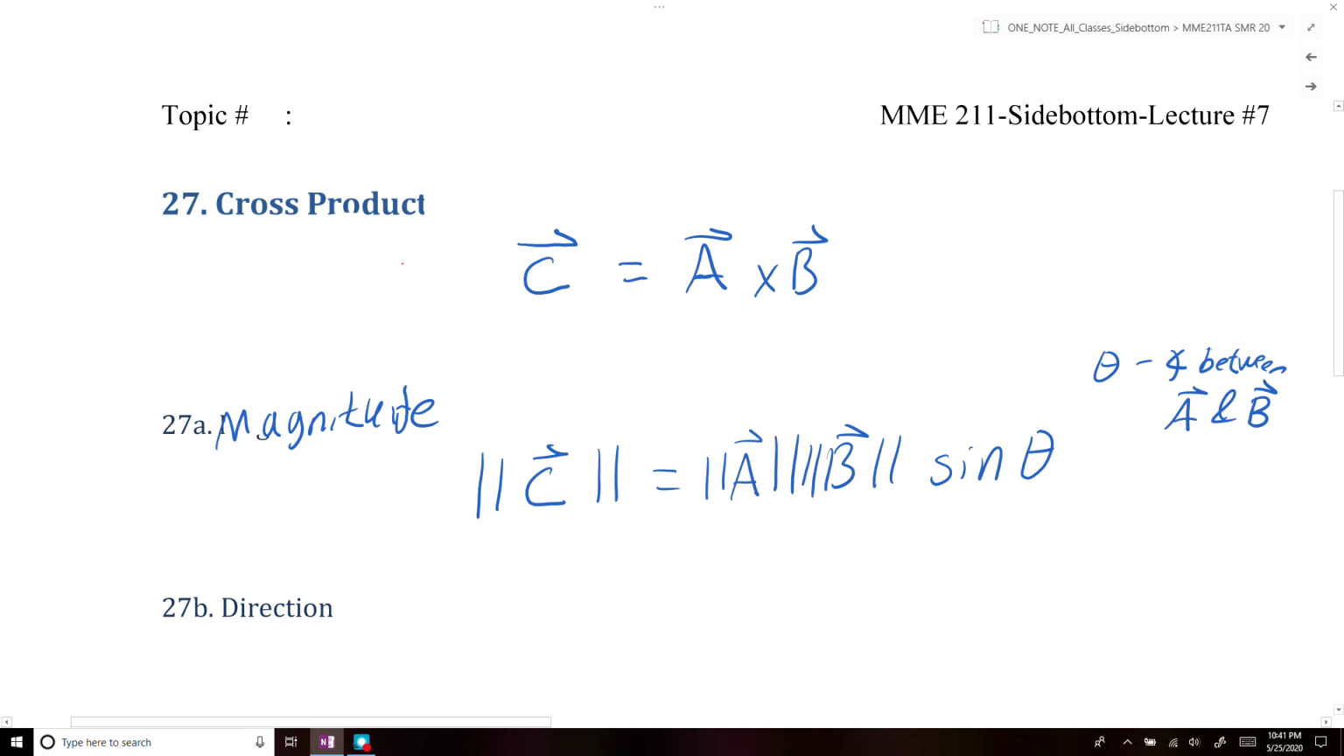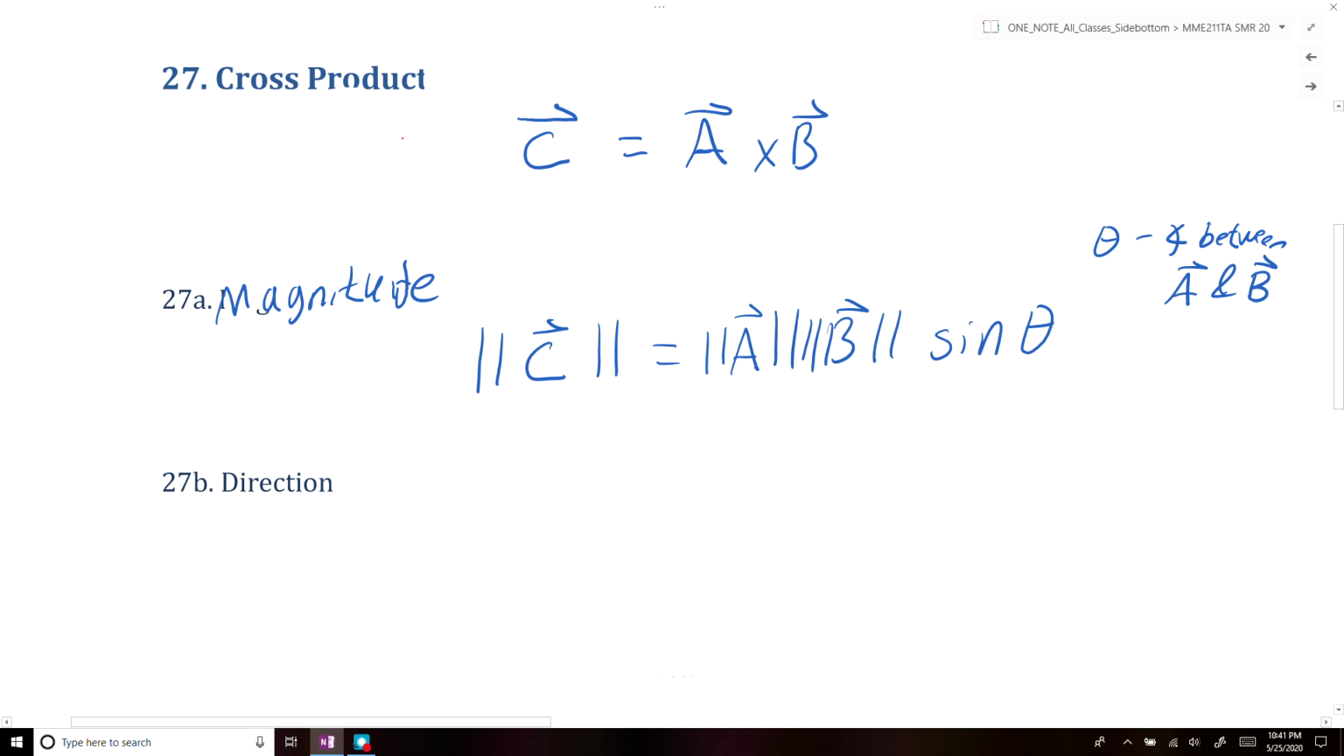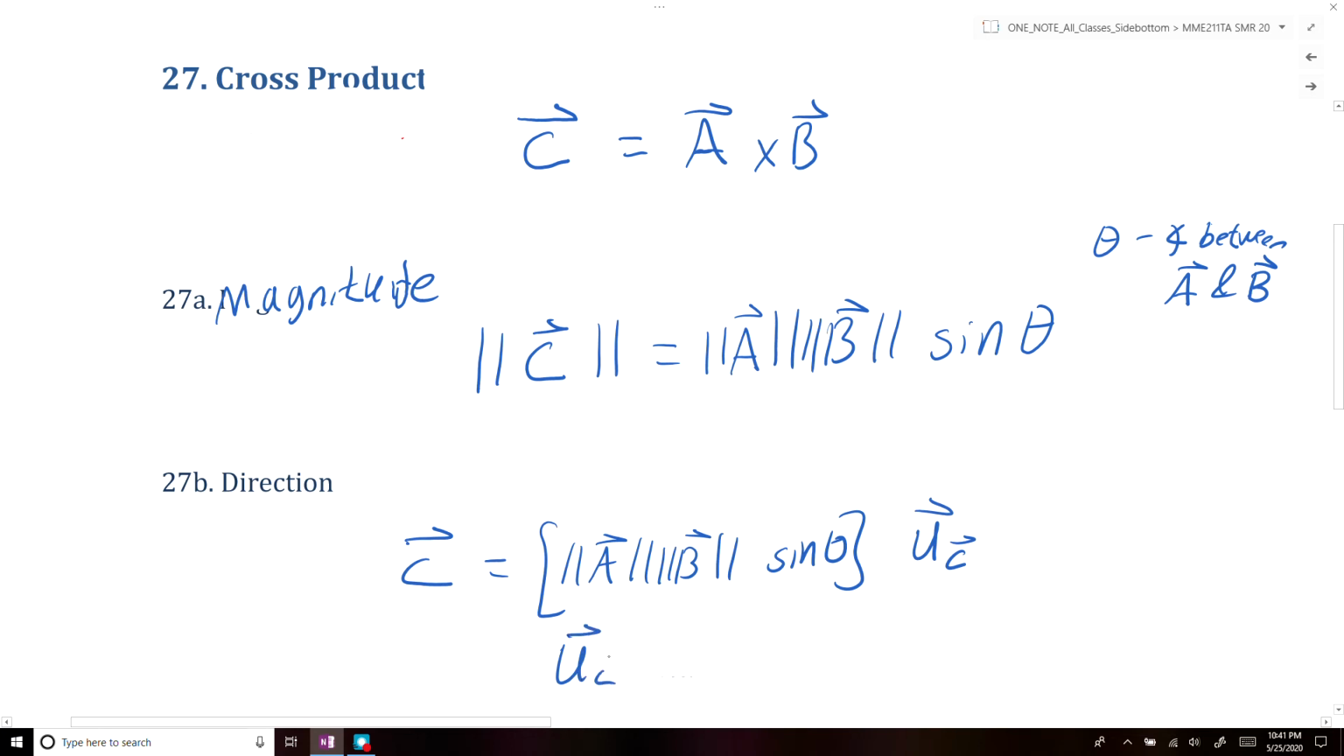So for the direction, how does the direction of C relate to the vectors A and B? We can define vector C as being equal to the magnitude of vector A times the magnitude of vector B times sine theta times the unit vector of vector C. Now the unit vector of vector C is going to be perpendicular to vector A and vector B.